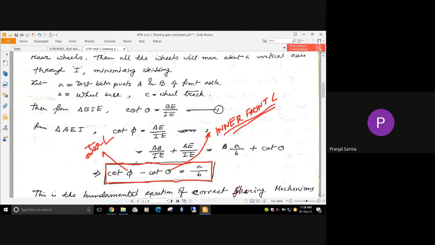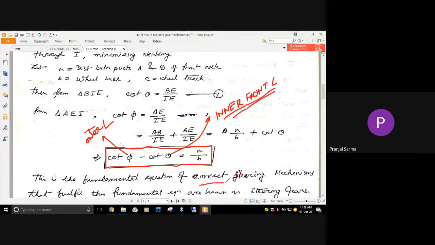Right now I am showing you this expression: cot phi minus cot theta equal to a by b. This is the equation for correct steering, and if this equation is fulfilled, then the vehicle is taking the turn properly. You can think of it like there will be point line contact between the tire of the vehicle and the surface or the ground on which it is moving, and thus the wear and tear is also somewhat minimized.